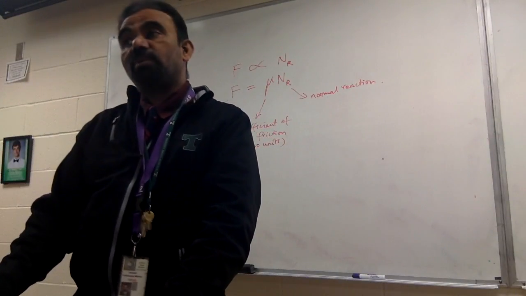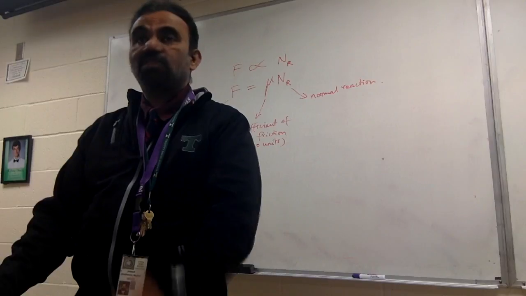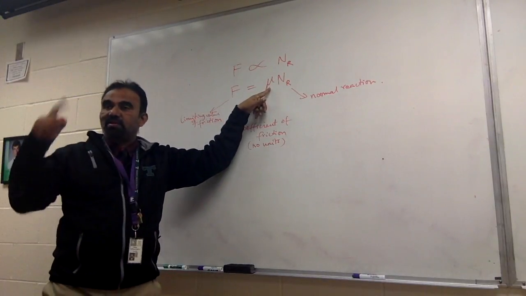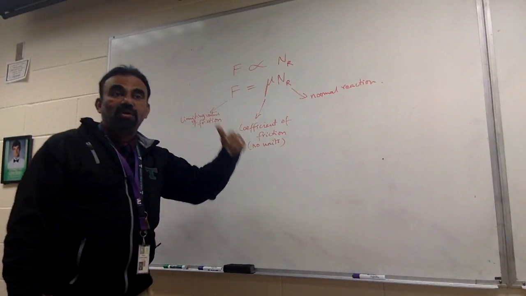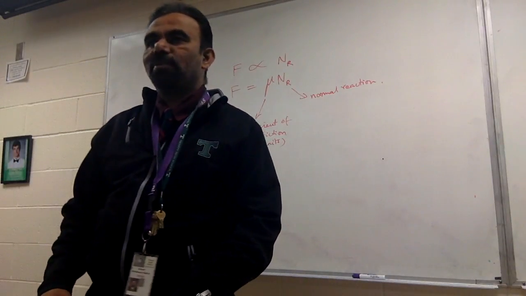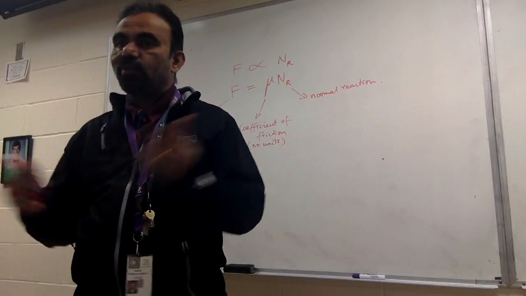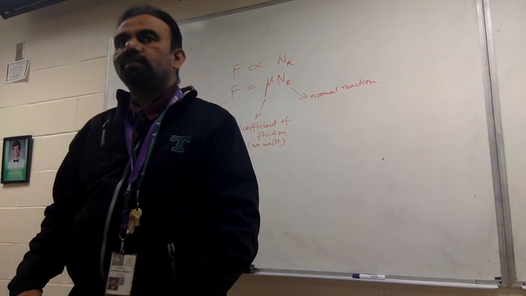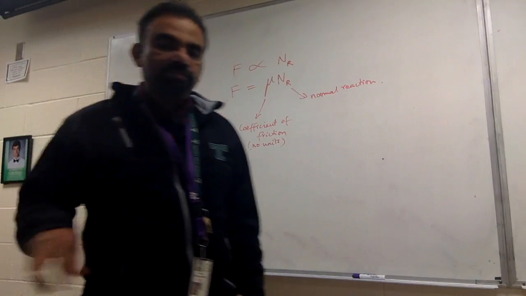Rubber with rubber has got a very good grip. Like this number can be 1. What is the meaning of 1? 1 means even if you apply the weight of the object sideways, it still will hold on. Okay? I can show you something.